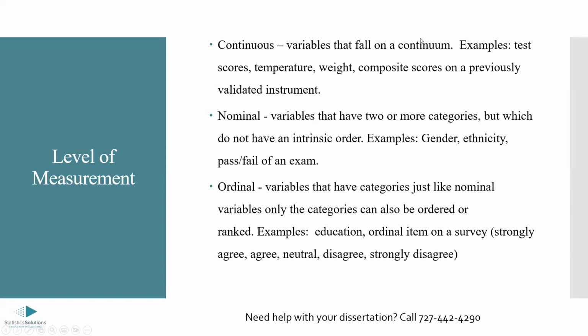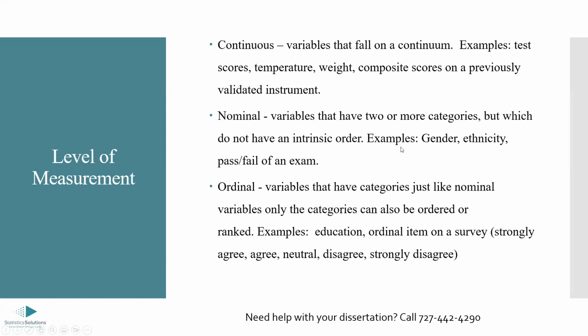It's a variable that falls on a continuum or an interval or its ratio. Examples of these are test scores, temperature, weight, or composite scores from a Likert scale survey. So basically, if you have a lot of numbers as possibilities, or if you have decimals as possibilities, your variable is most likely continuous.